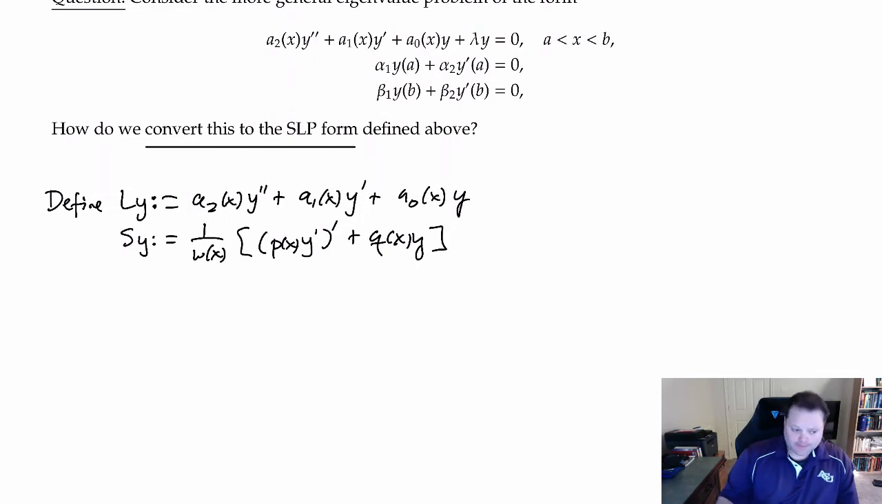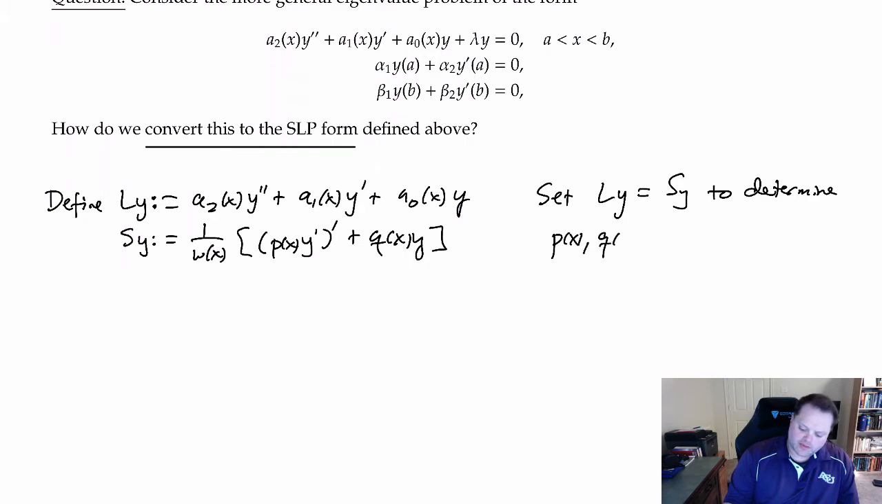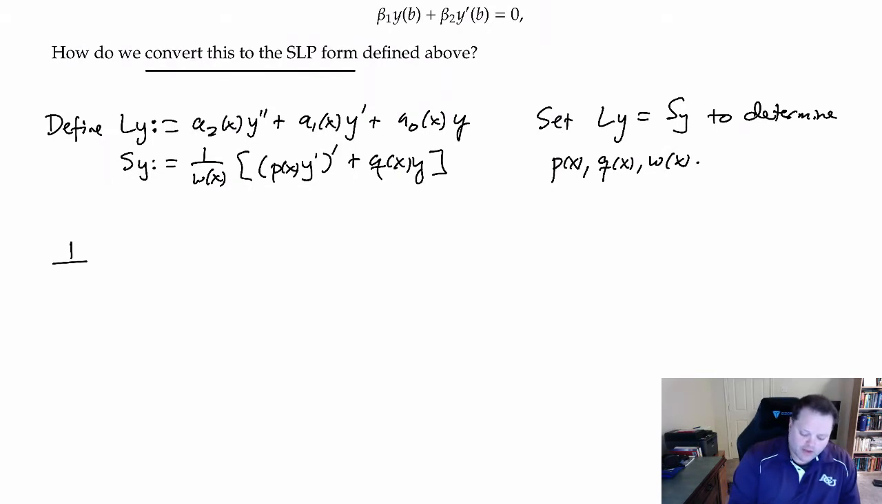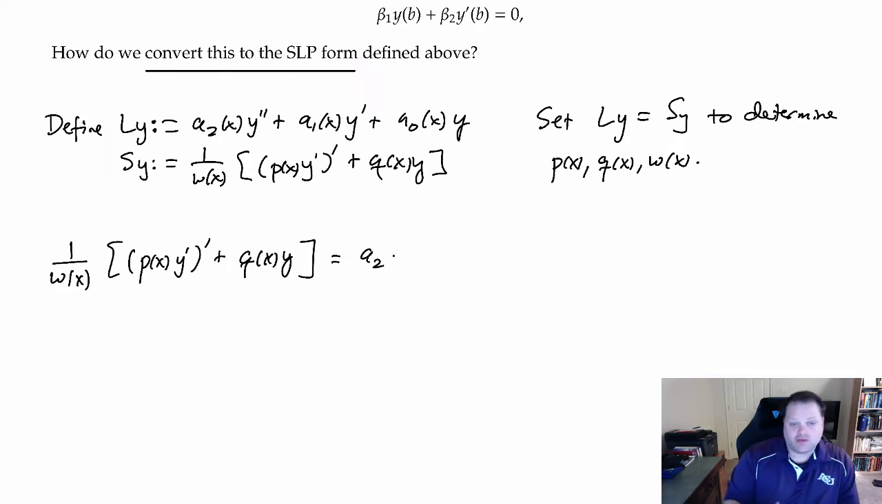I want to set these equal. So we're going to set Ly equal to Sy in order to determine the functions p of x, q of x, and w of x. If I set these two equal, I've got 1 over w of x, p of x, y prime prime, plus q of x, y, equals a2. And I'm going to stop writing a2 of x. When we see this, we know that these coefficients here are allowed to be functions of the independent variable.